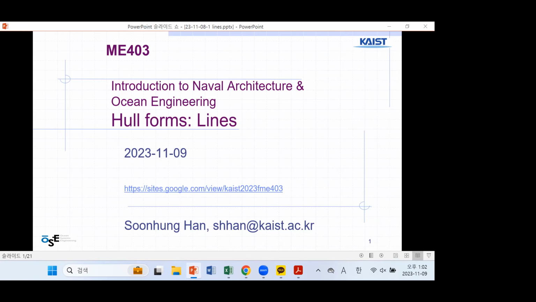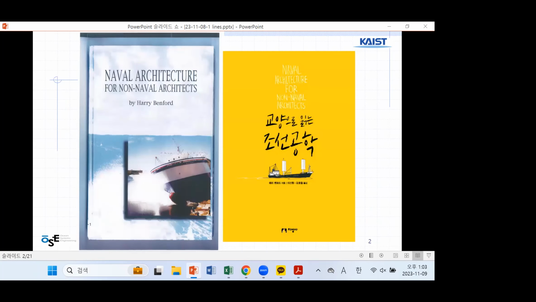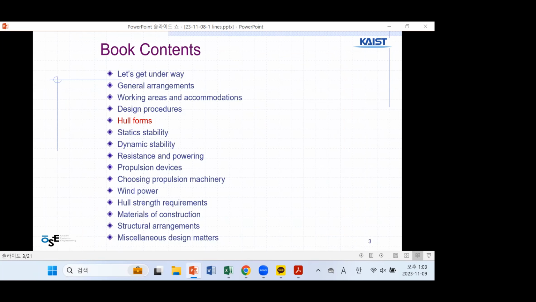So still you need lines. But in full scale lines, not the scaled-down small size of lines we are seeing on the screen, but full scale lines, because we need to have a full scale construction of the ship using thickness. That's why you need to know what is going on there.